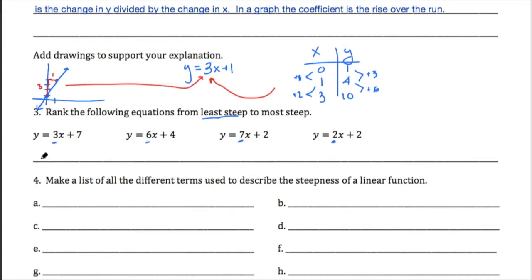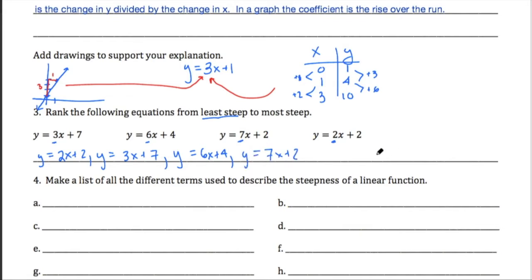So our least steep is going to be y equals 2x plus 2. We're just looking at that 2 in front of the x. After that will be y equals 3x plus 7. Yes, the 7 is big as the y-intercept, but that doesn't affect the slope. Next is y equals 6x plus 4. And finally, y equals 7x plus 2.